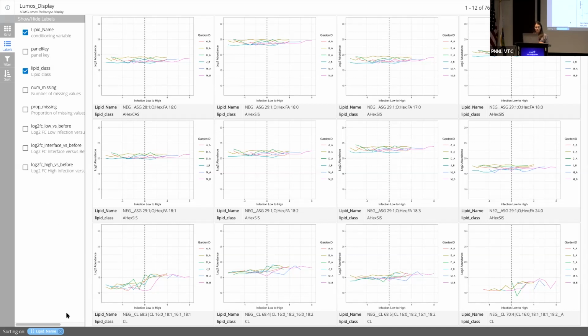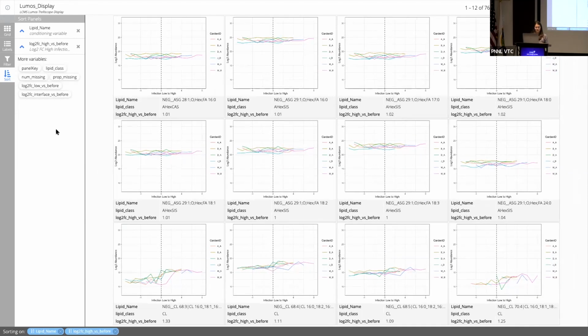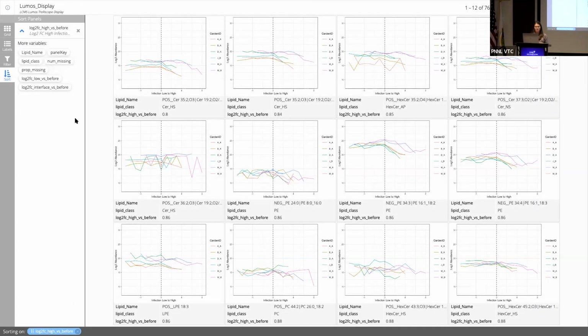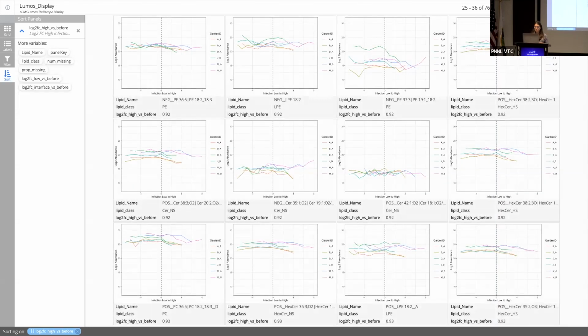So right now, we are looking at all of these plots sorted by lipid name, just alphabetically. But it might be that we are really interested in sorting by something else. So one of the things that we did was compute a log2 fold change from that highest infection point back to that control, the healthy fungal sample. And we've included that here, so we could change what we're sorting on. So log2 fold change of that high infection versus control. We're going to remove our lipid name. So right now we're sorting from lowest log2 fold change to highest. And we can page through and look at different patterns that we see.